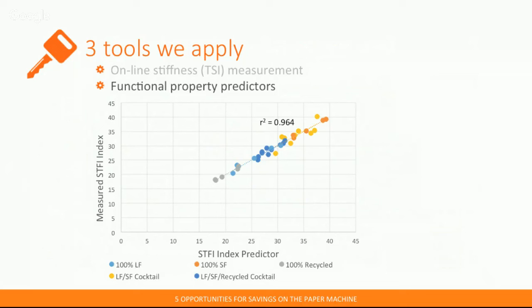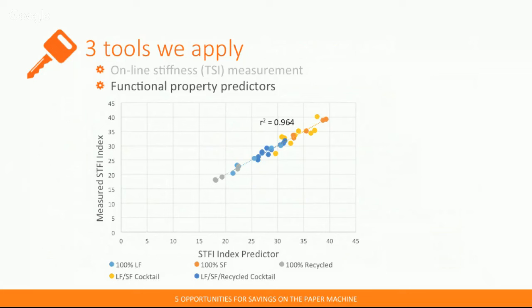And you can see in this case, for STFI index or SCT, for a number of different types of furnishes, 100% long fibre through to 100% recycled, the different colours on that plot, the correlation is very good and very useful.